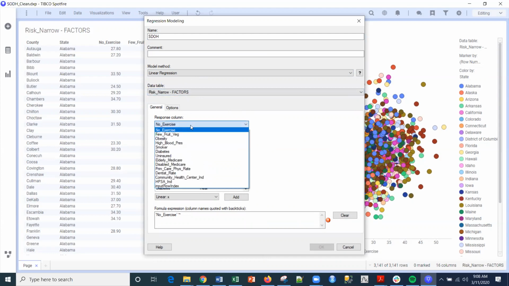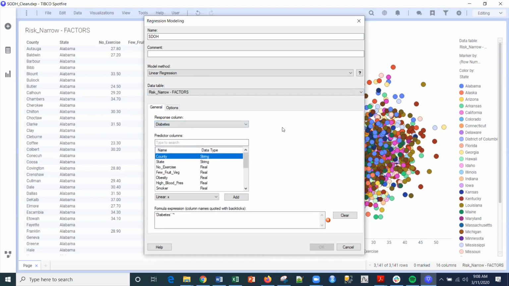My response is whether somebody has diabetes. And the things I'm interested in is if exercise, or lack of exercise, I should say, and obesity play a factor in that. So I've selected these. I need to click the add button down here to actually pull them in. So you can see this would be somewhat similar to R, right? We're regressing Y on no exercise and obesity, a linear model.